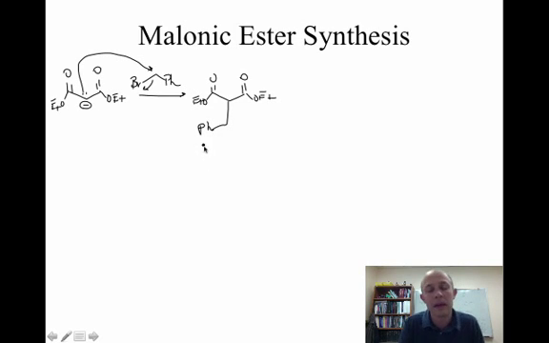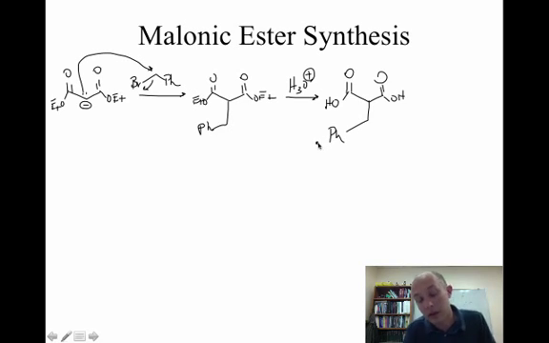Okay, so we're here. This is what we talked about on the last slide. Now, I'm not going to show you the mechanism for the sake of time and space, but we've already talked about it in a previous video. This is acid catalyzed hydrolysis of an ester. We're going to hydrolyze this ester, and we're going to hydrolyze this ester. So we're going to get here. So far, so good.